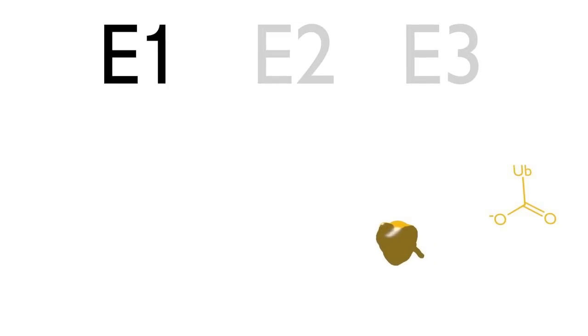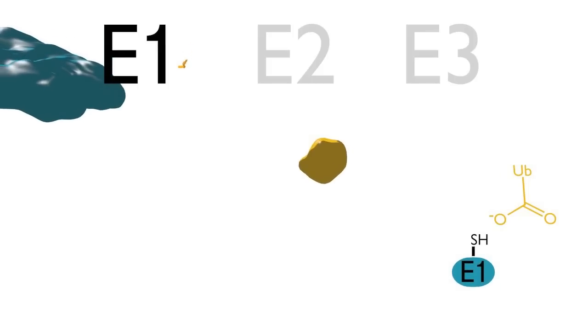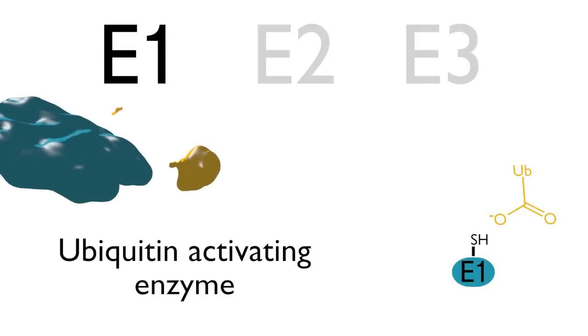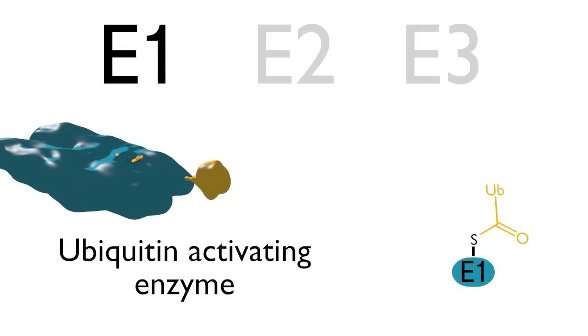Let us now examine the cascade of reactions that lead to ubiquitin attachment to a protein. These reactions are catalyzed by three different enzymes known generically as E1, E2, and E3. In the first step of this reaction, the ubiquitin C-terminus is covalently attached by a thioester bond to the active site cysteine of the E1, or ubiquitin activating enzyme. This reaction is powered by ATP hydrolysis.